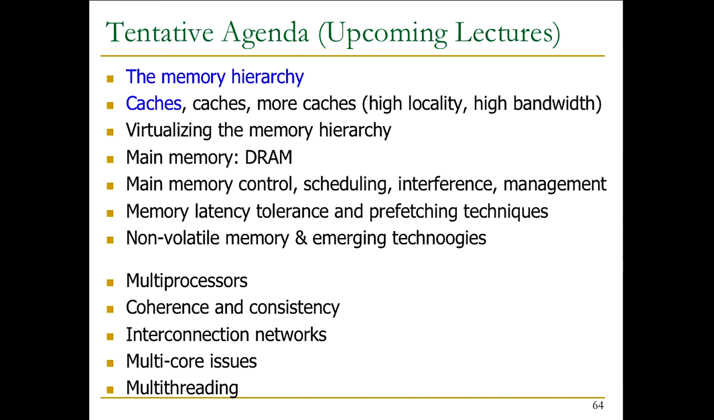We'll talk about memory hierarchy. I was hoping that we were talking about the memory hierarchy right now. Caches, virtualization a little bit, virtual memory, main memory, a lot about main memory, memory latency tolerance and prefetching, the state-of-the-art in existing systems, and we'll talk about non-volatile memory and emerging technologies. And then we'll do a significant amount of multiprocessing, cache coherence and consistency, interconnection networks, multi-core issues, and multithreading. Actually, multi-core issues will be intermingled over here also, because you cannot separate today's memory hierarchies from multiple different cores, as we've seen yesterday, right? Does this sound good? So this is the plan of the course going forward.